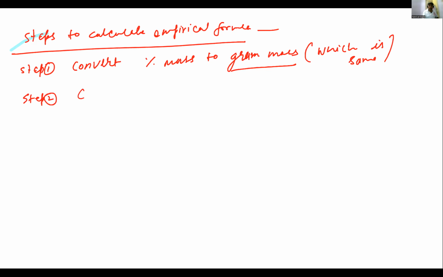Calculate the number of moles. Number of moles is given mass upon molecular mass. This is point number 2, given mass upon molecular mass.